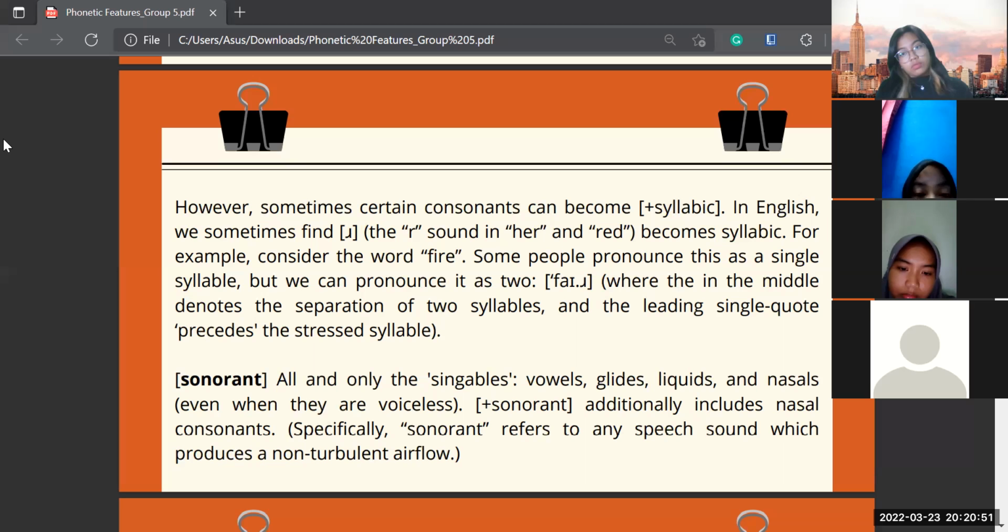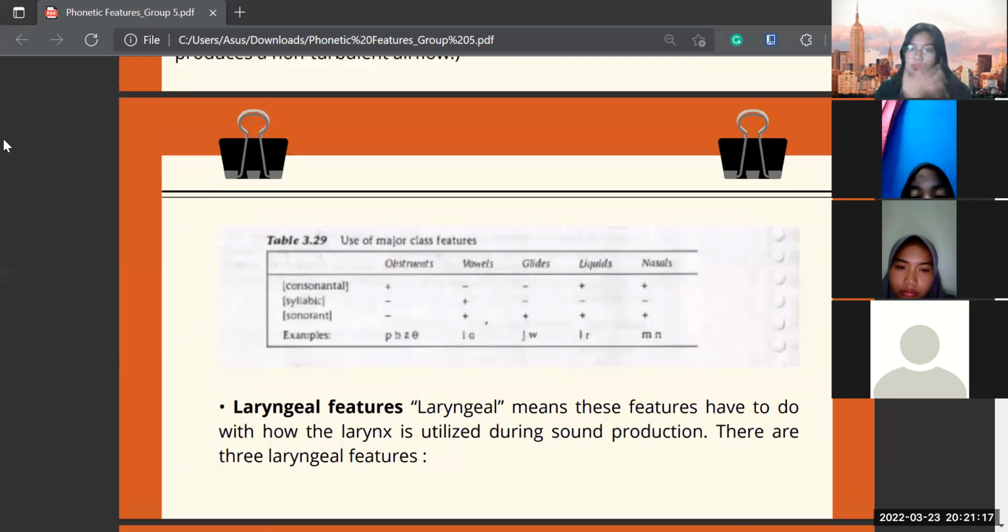And the third is sonorant. All and only the singable sounds: vowels, glides, liquids, and nasals, even when they are voiceless. Plus sonorant additionally includes nasal consonants. Specifically, sonorant refers to any speech sound which produces a non-turbulent airflow. Okay, and this is how to use major class features.